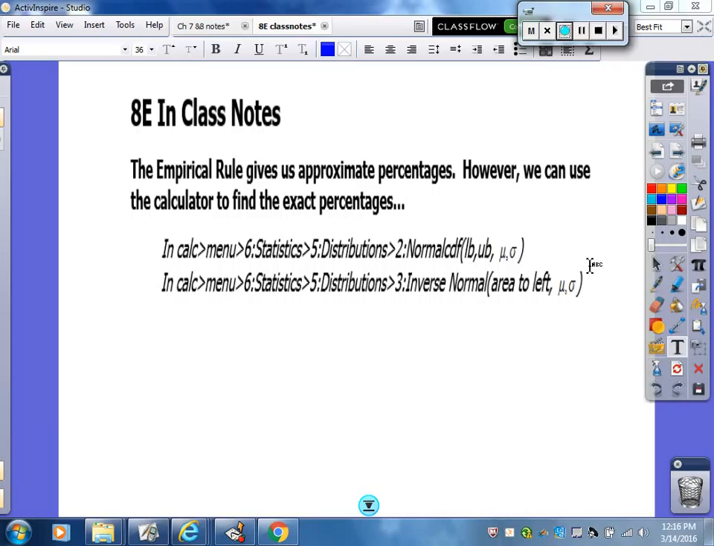Alright, we're going to be looking at how to use the graphing calculators with our normal distributions. So let's look at the following questions. Everybody make sure you have a calculator. Go ahead and clear your calculators.